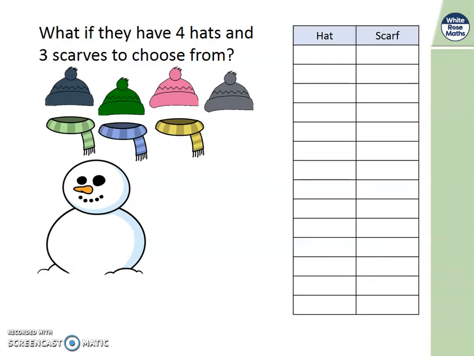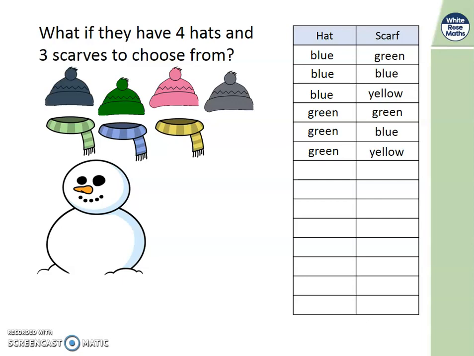So here's a grid that we could record some answers in. Let's use the same method as we used last time because it helped us to organise our ideas clearly. Let's start with the blue hat. We could use the blue hat with the green scarf, blue hat with the blue scarf, and the blue hat with the yellow scarf. We've found all the possibilities now for the blue hat. Let's try the green hat with the green scarf, green hat with the blue scarf, and the green hat with the yellow scarf. We found all possibilities now for the green hat.